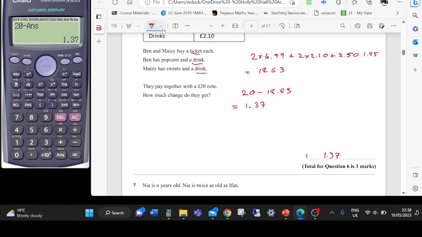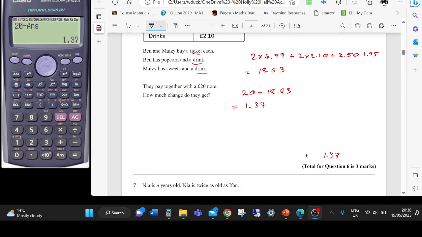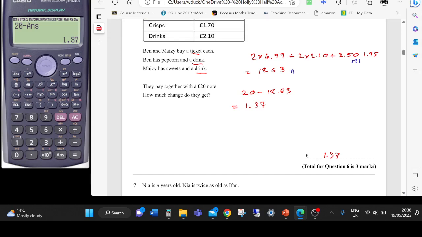Okay, marks for that then. So let me just zoom in on this slightly. Right, M1 for attempting to add up 2 lots of £4.99 plus 2 times £1.90. Oh, okay, so slightly different order, but exactly the same digits, just in a different order. A1 for £18.63 and then an A1 for £1.37.